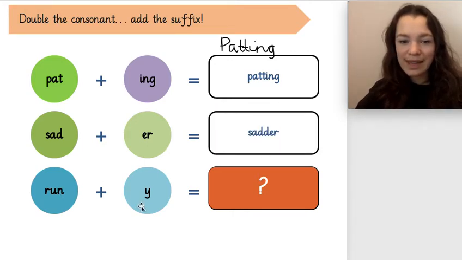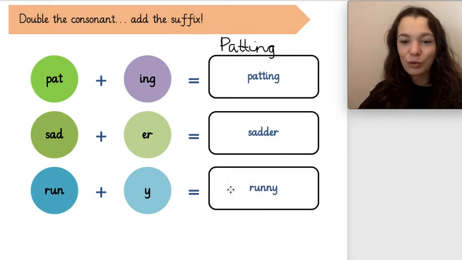Run plus y is going to be runny, but because it's one syllable and it's got that consonant, I need to double that N. So there's going to be 2 N's. Runny.